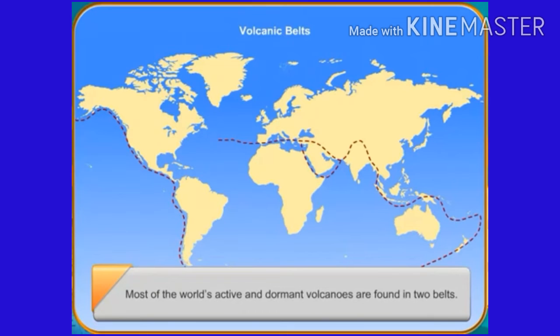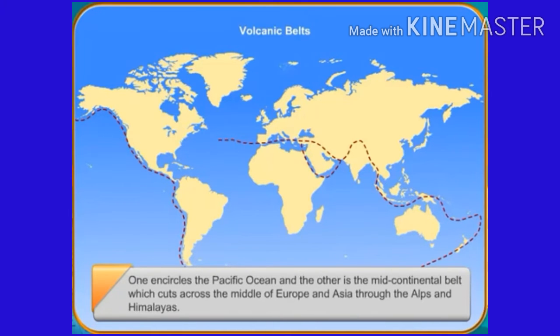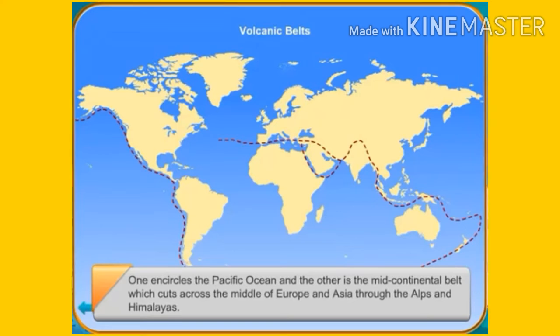Most of the world's active and dormant volcanoes are found in two belts. One encircles the Pacific Ocean and the other is the mid-continental belt, which cuts across the middle of Europe and Asia through the Alps and the Himalayas.